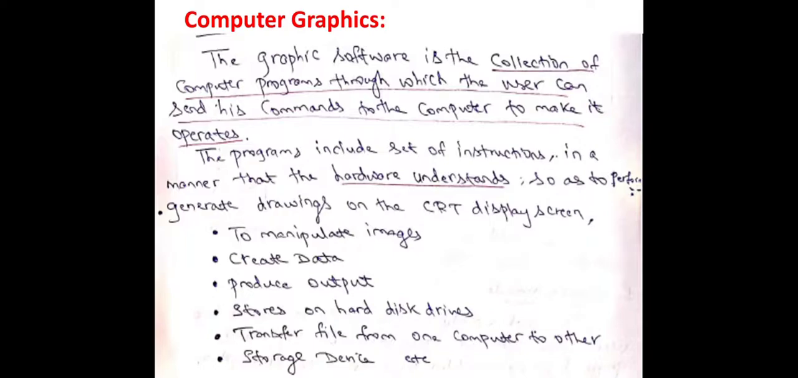So now let us see what computer graphics is. The graphics software is a collection of computer programs through which the user can send commands to the computer to make it operate. The program includes a set of instructions in a manner that the hardware understands so as to generate drawings on the display screen, that is, the monitor. These programs manipulate images, create data, produce output, store on the hard disk drive, transfer files from one computer to another storage device, etc.